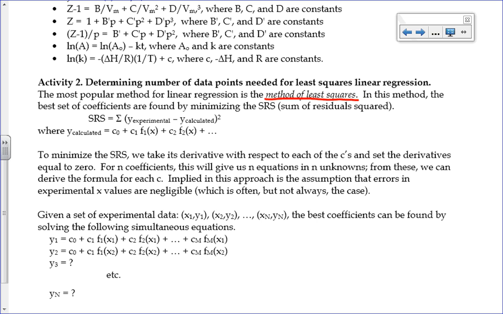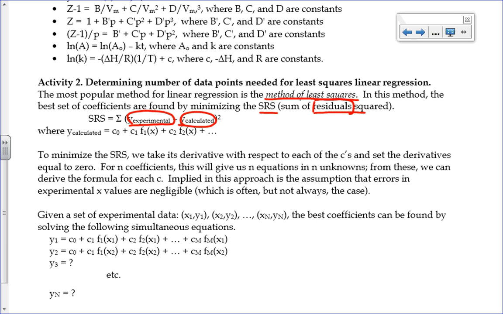In this method, the best set of coefficients are determined by minimizing the sum of the residuals squared. What's a residual? It's the difference between the actual experimental value of y and the value you calculated based on the coefficients that you determined. So you can think of that as the error between your calculated curve and your experimental curve. The difference between those two is called the residual.